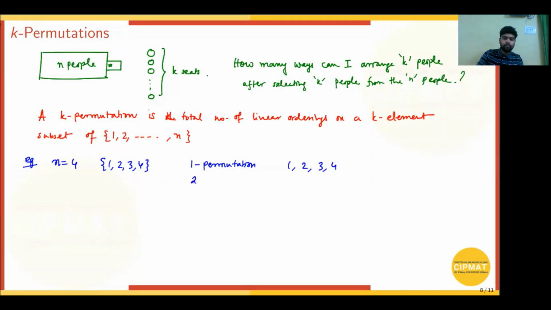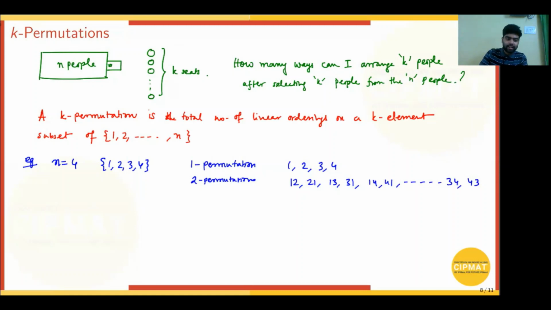Then how many 2 permutations are possible? There are various 2 permutations which are possible, like 1 2, 2 1, 1 3, 3 1, 1 4, 4 1, and in this way it goes on till 3 4 and 4 3. So there are various 2 permutations which are possible. Then there are 3 permutations which are possible as well.